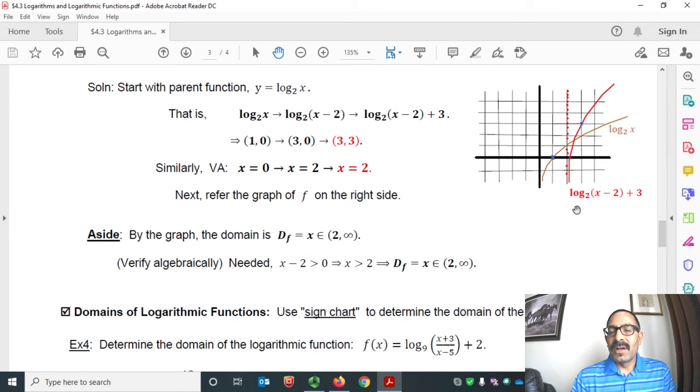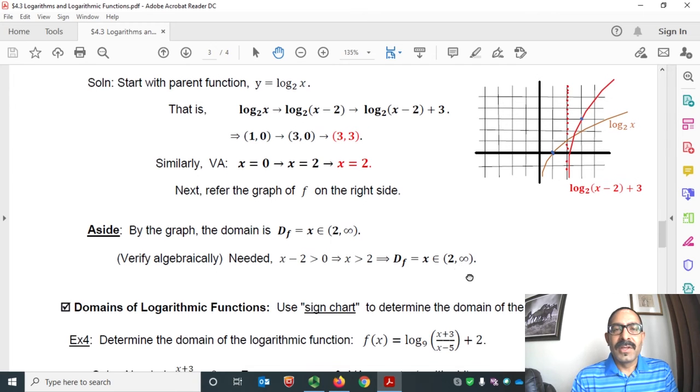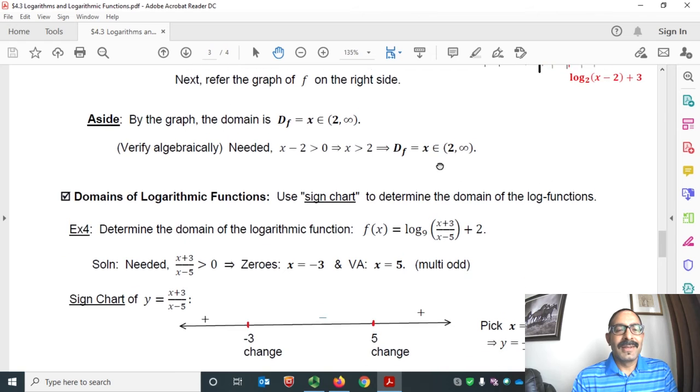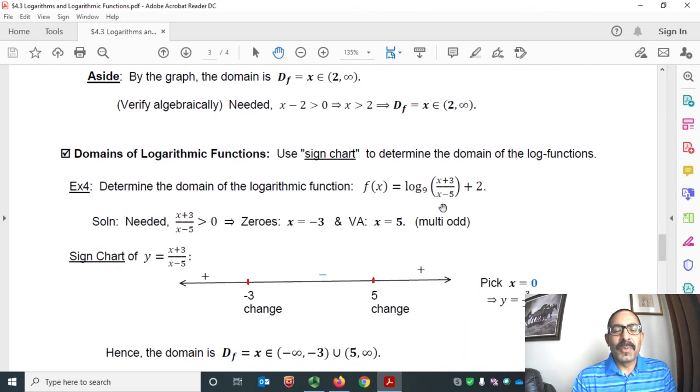So to define these log functions, we want this argument x minus 2 to be strictly positive. Then this gives me the domain 2 to infinity. Awesome. So next, let's talk about finding domains of logarithmic functions.